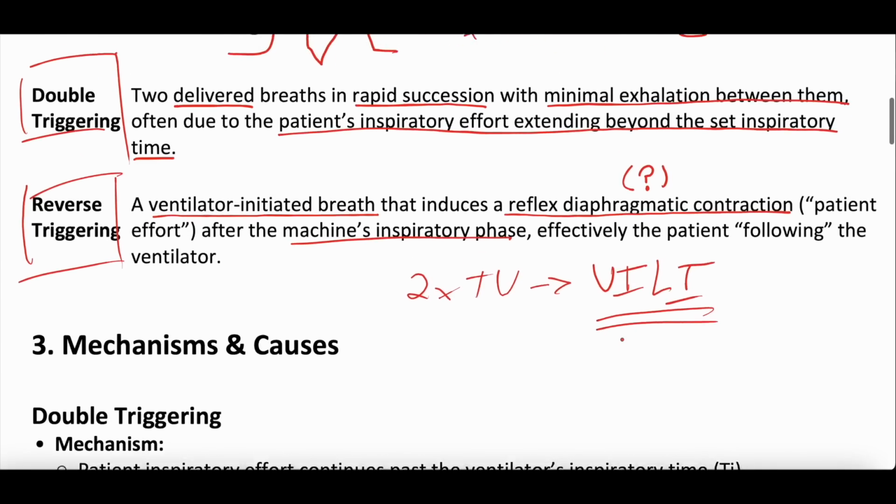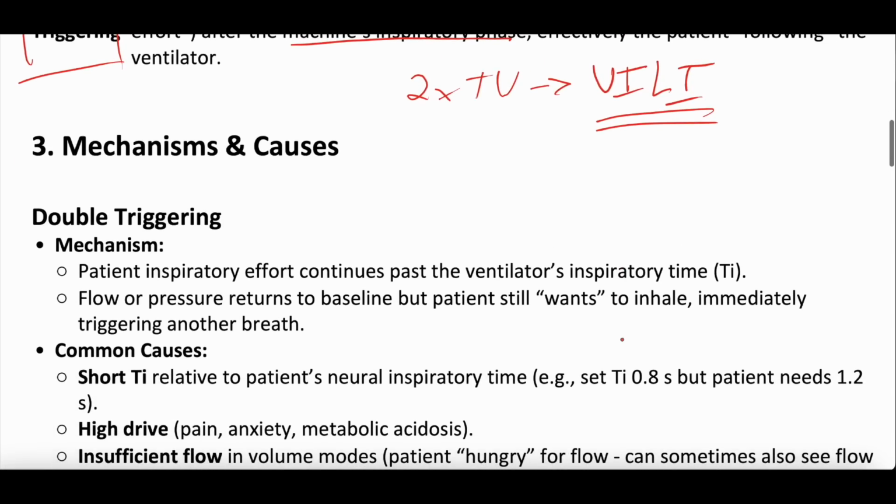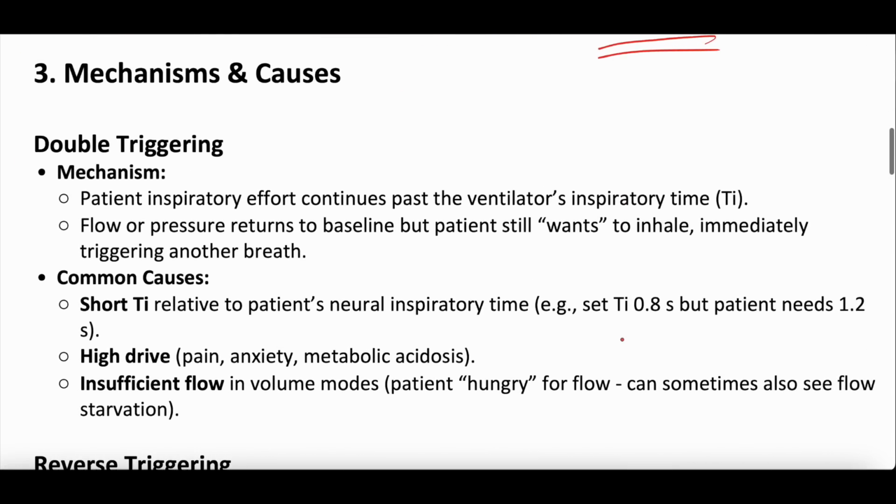So mechanisms and causes, and we're going to dive more into these concepts too. That was just the brief definitions, but now the mechanisms and causes. So, the mechanism of double triggering. As we said, a patient's inspiratory effort in double triggering continues past or beyond the ventilator's inspiratory time.